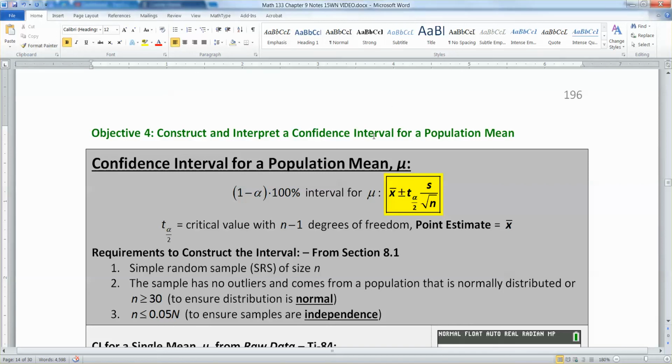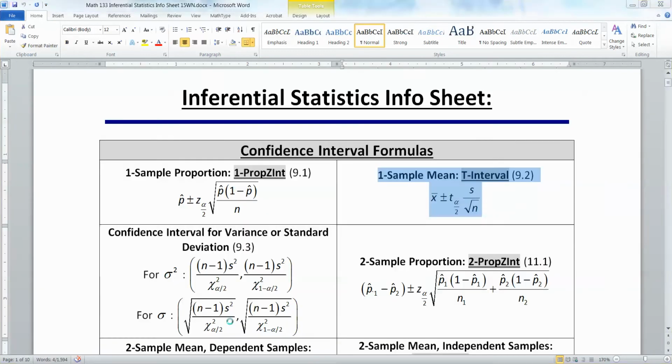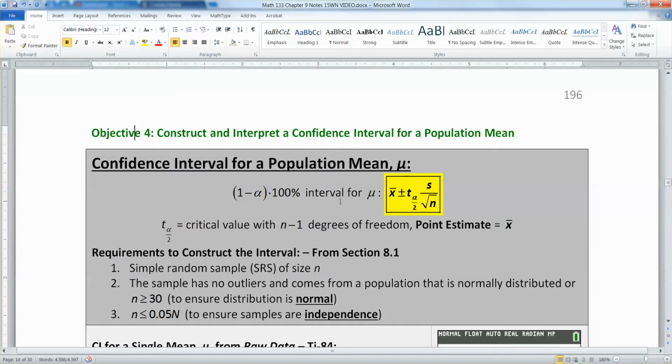Now that we know how to find all those lovely critical t values, it makes sense that we're going to have to use them in a formula. So this is the confidence interval for a population mean. Now remember, you don't have to memorize this formula because it goes right here in your inferential statistics info sheet that'll be given to you when you take your exams. So you have to know how to apply it and what it's referring to.